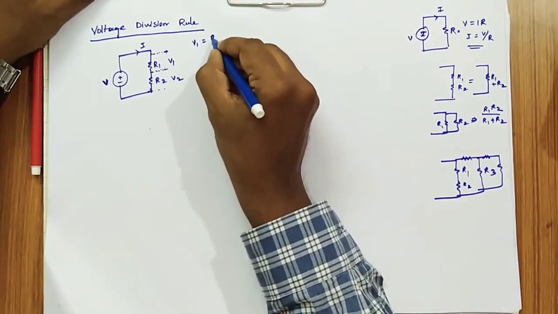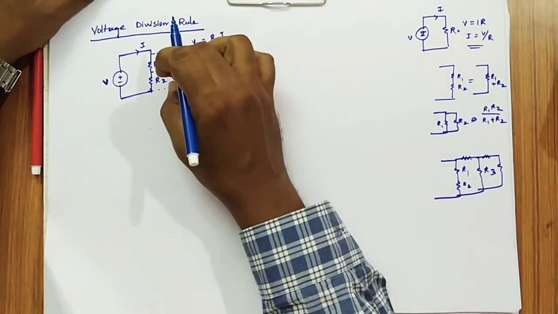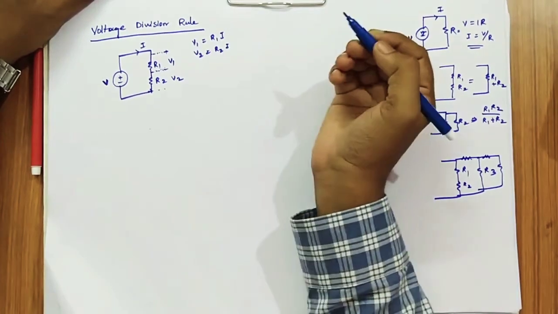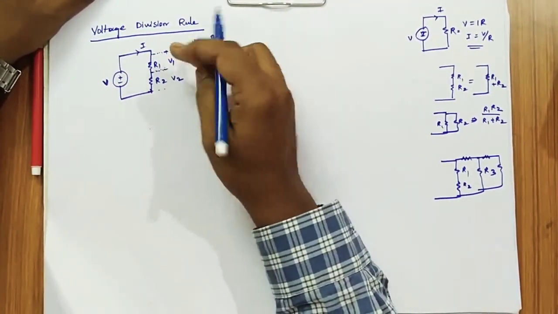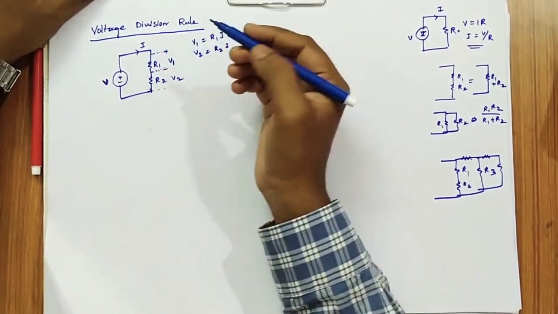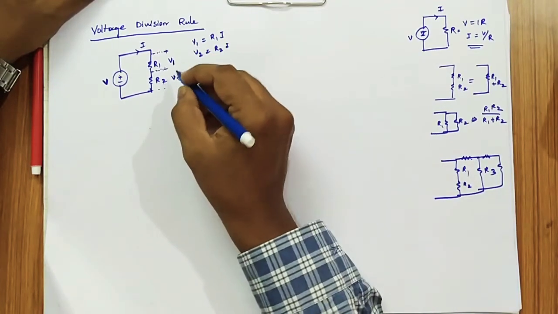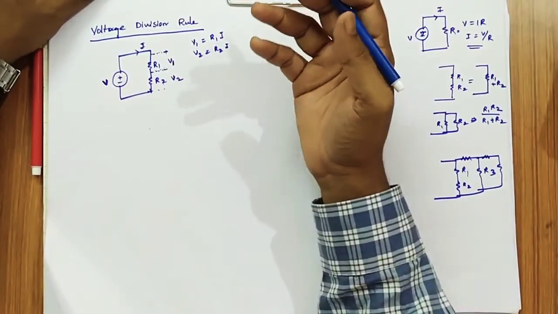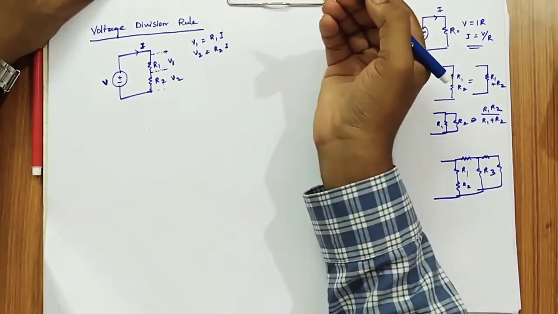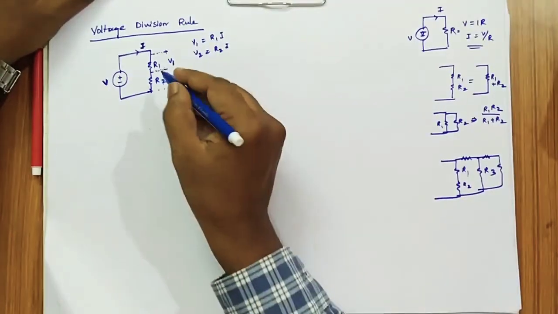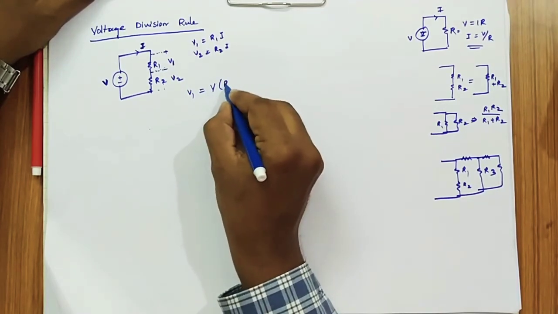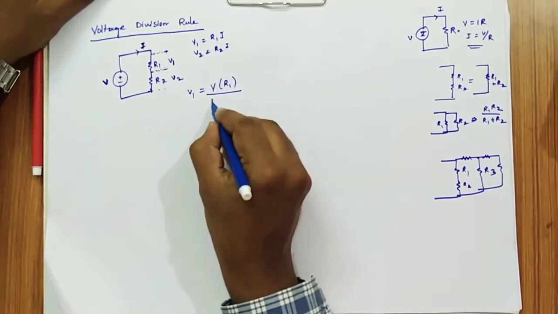Across that element R1, the voltage is V1 equal to R1 into I. If you want to find the voltage across R2, V2 equals R2 into I. So to find the voltage across R1 or R2, you need to know the current. But in a big circuit, you might not know the value of the current. In that case, the simple thing is V1 equals supply voltage V into the corresponding resistance R1 by R1 plus R2.